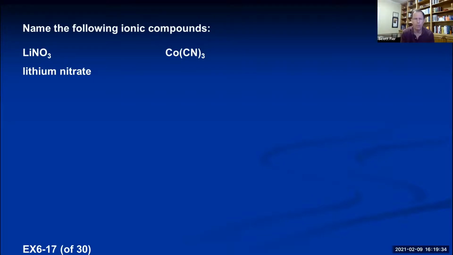So now we have to know what the charge of the cyanide was. Cyanides are -1 each. There are 3 of them. They add up to -3. So the cobalt must be +3. So the name of the cobalt ion is cobalt 3. The negative ion is cyanide. So the name of the compound is cobalt 3 cyanide. And that's how you handle ionic compounds. Any questions up to this point?